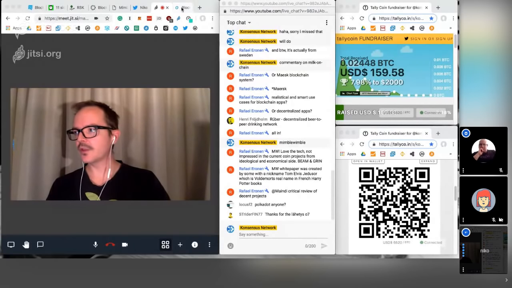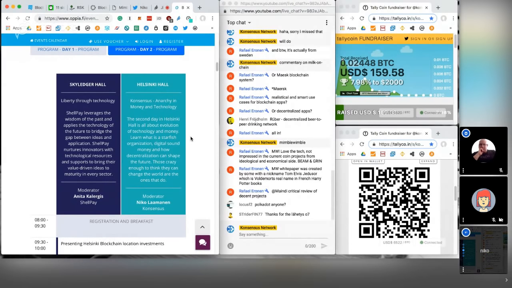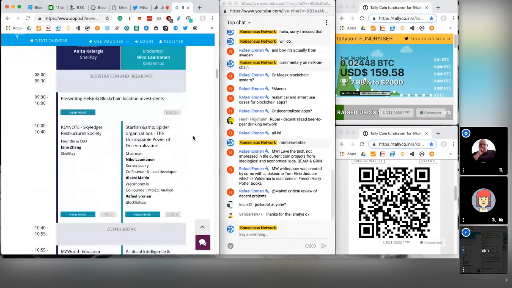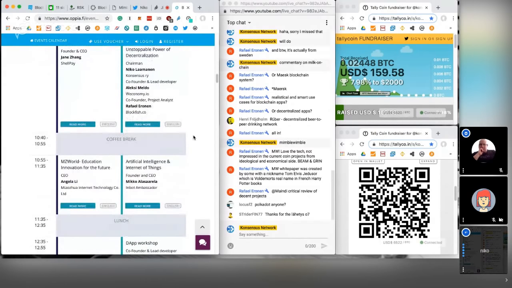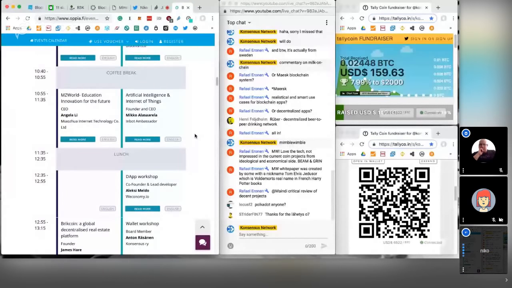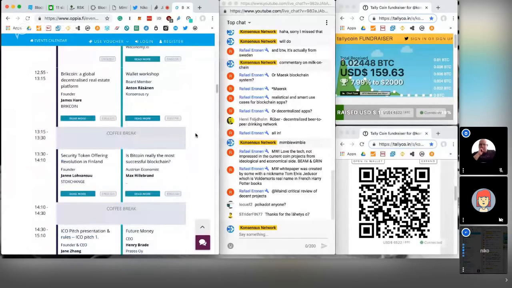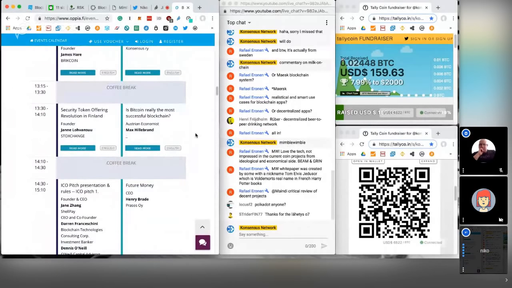And there's one more thing that I wanted to talk about. It's a shill. We're going to have this Helsinki Blockchain Summit this coming November 21st and 22nd. And Konsensus is in charge of the program of the second day in Helsinki Hall. So that's a quarter of the summit is basically our program. It's going to be very interesting. I'm going to be talking about Starfish and Spider organizations there. Max is going to be talking about sound money. We have Henry Braid talking about hard money. We're going to have Mikko Alasara talking about artificial intelligence. We actually have Aleksi Meldo talking about economy. We have some other members also from the community. So it's going to be kind of an interesting thing.